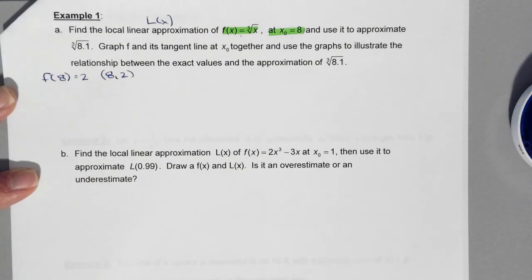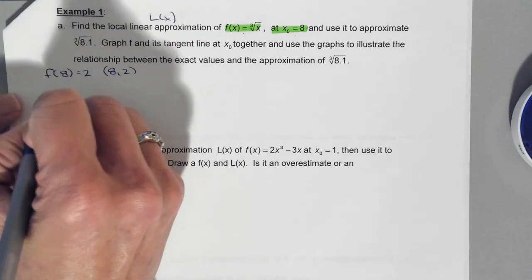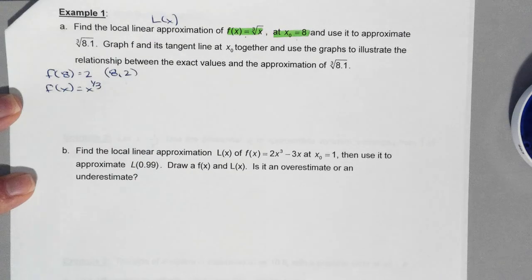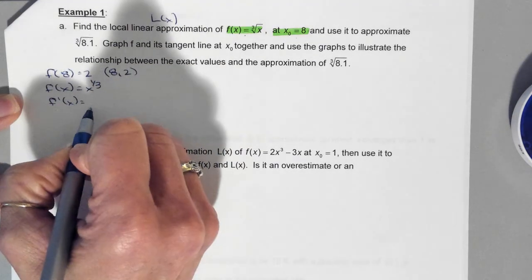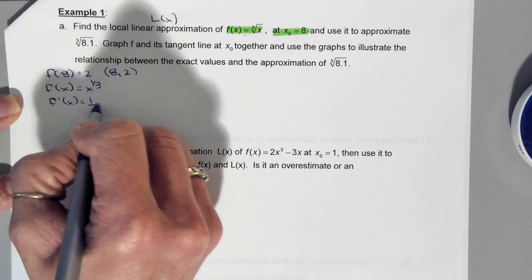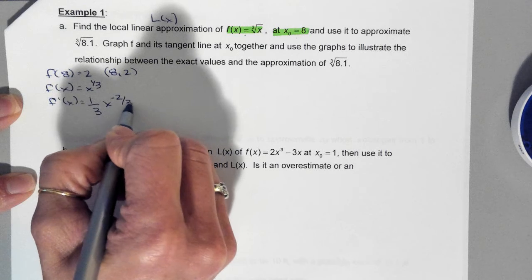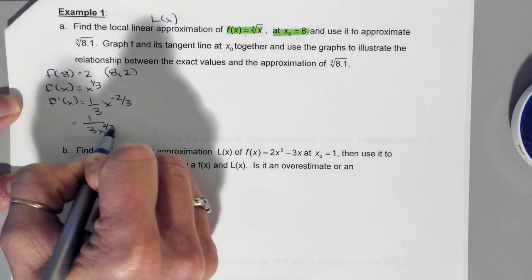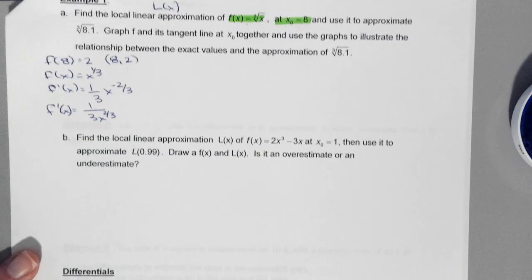Okay, now we need a slope. How do we find the slope? We need to take the derivative. So we have f of x is equal to x to the 1/3 power. We're going to take the derivative. f prime of x is equal to what? 1/3. Okay, so I'm going to rewrite this as 1 over 3x to the 2/3 power. This is my derivative.